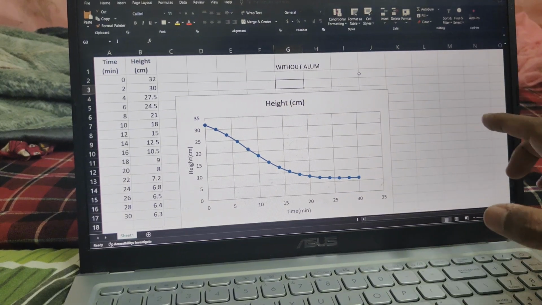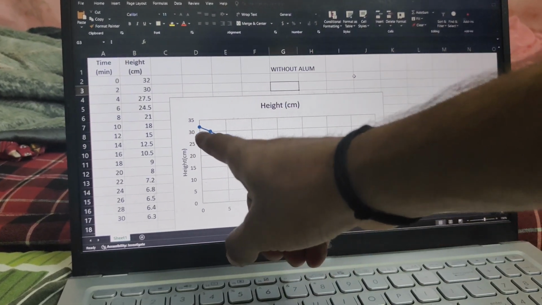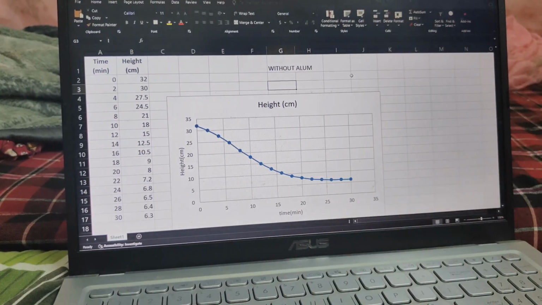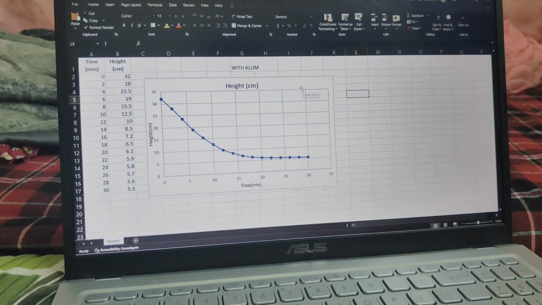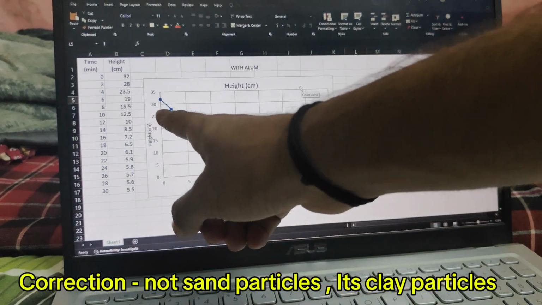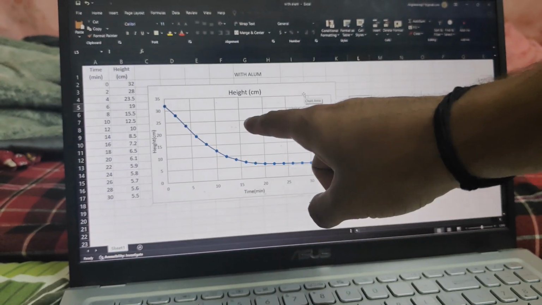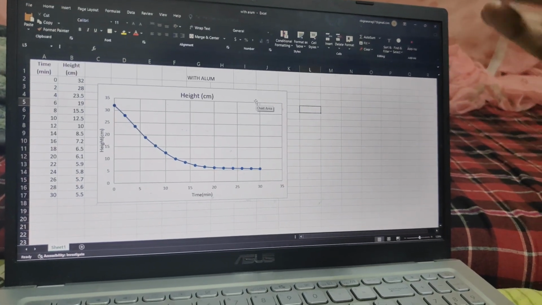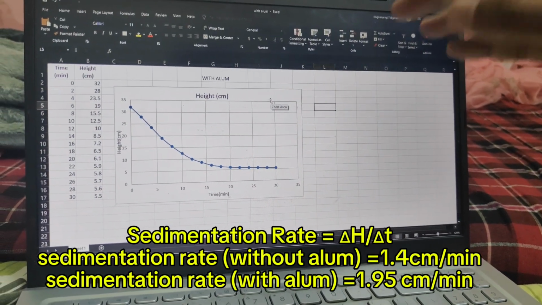If we don't take alum, then we clearly see that the graph will decrease slowly because the rate of settling is slow. Now if we see the graph with alum, the graph will be slightly steeper because the rate of settling is higher in the with-alum case, because alum is a coagulant and it will form aggregates of the particles that will lead them to settle faster.